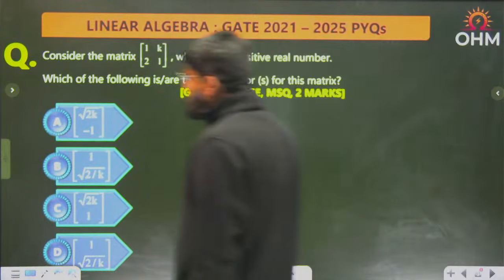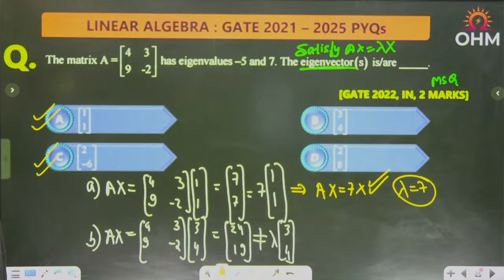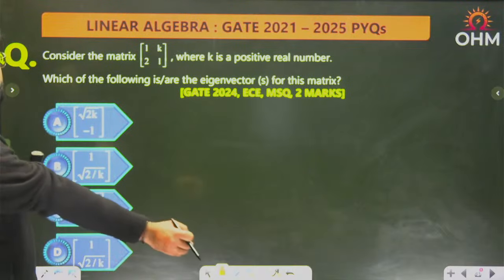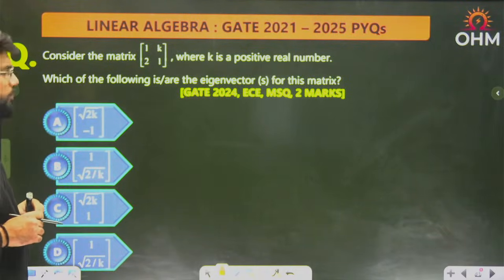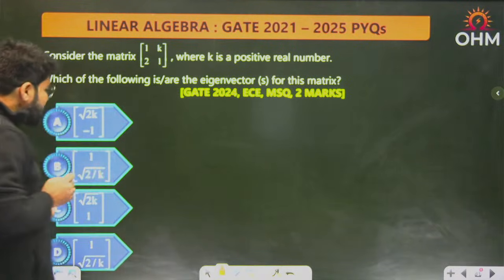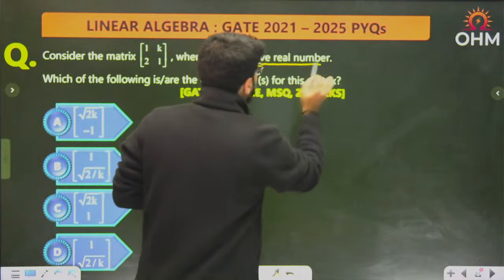Now see, GATE 2024 EC, 2 marks MSQ. The previous one I guess was instrumentation. This one is EC MSQ 2 mark question, GATE 24. For the matrix [1 k; 2 1], where k is a positive real number, which of the following is or are the eigenvectors? Again an MSQ question. Just make the question simple. Where k is any positive real number.